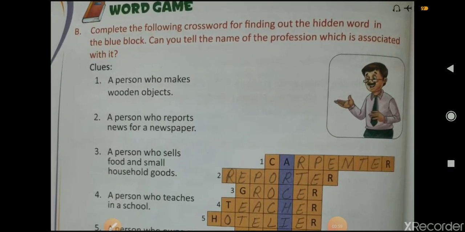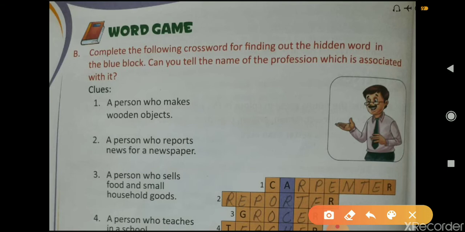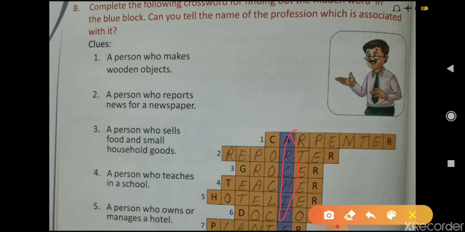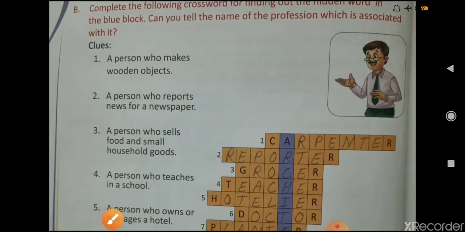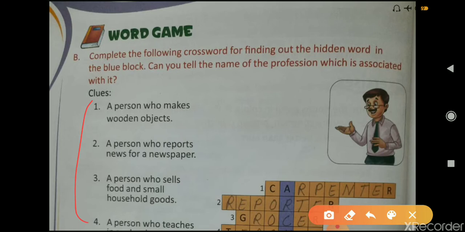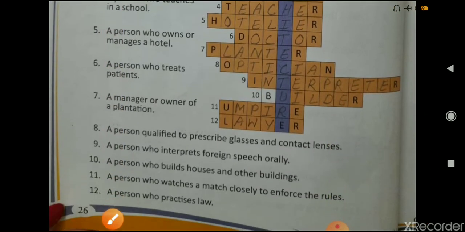Exercise B, given on page number 26, word game. Complete the following crossword for finding out the hidden word in the blue block. Can you tell the name of the profession which is associated with it? You have to complete this crossword for finding out the hidden word in the blue block. As you can see, this blue block is given here, you have to find out the word that is hidden in this blue block. For this you have to first complete all these and then you will be able to find out this word. And also you have to tell the profession that is associated with this word.